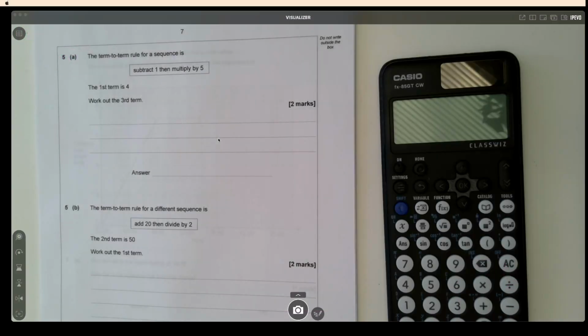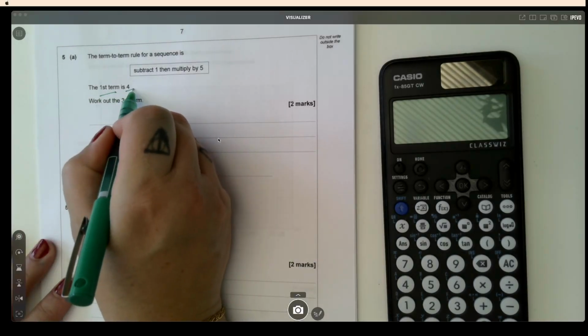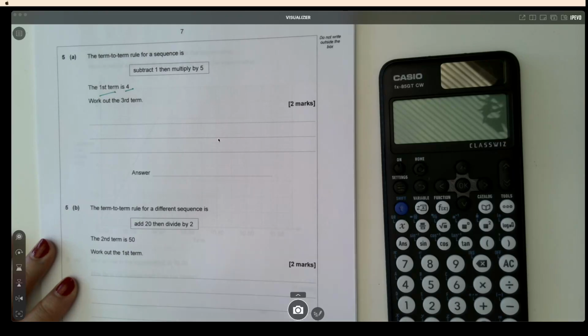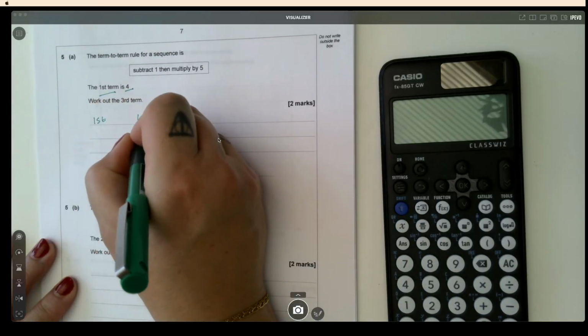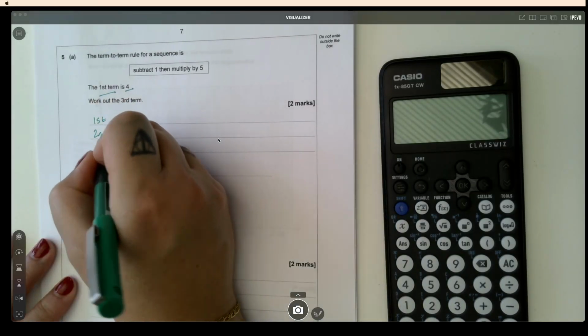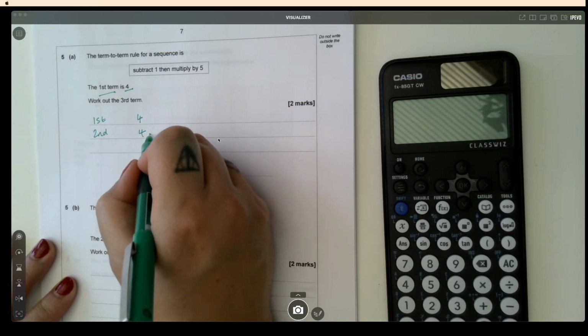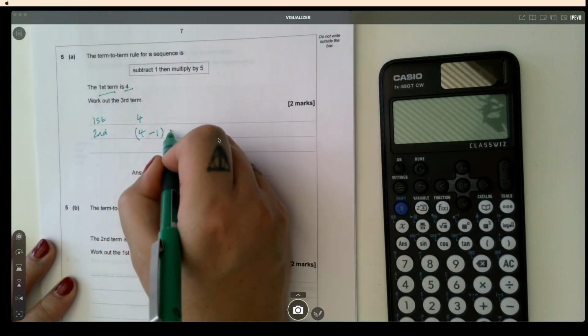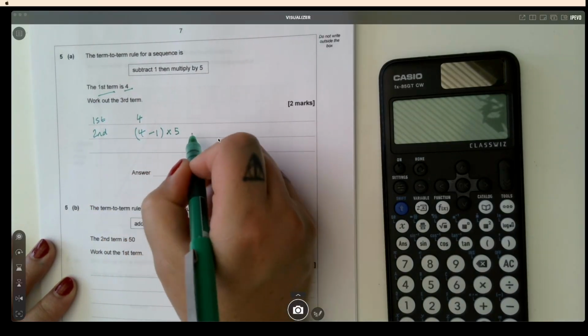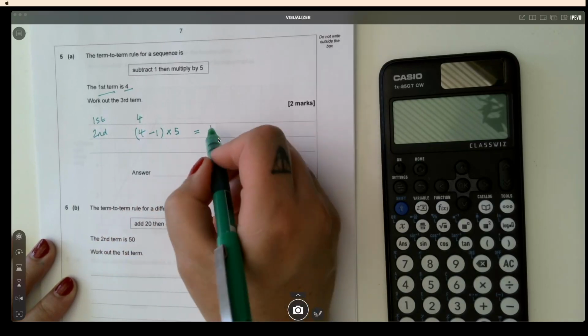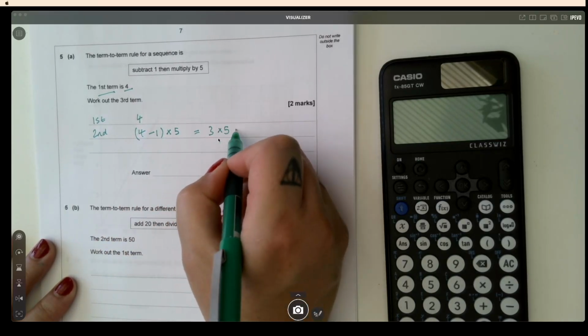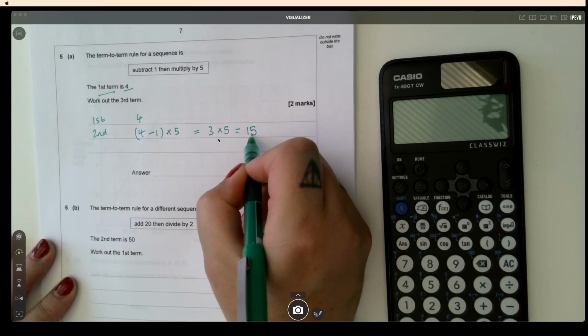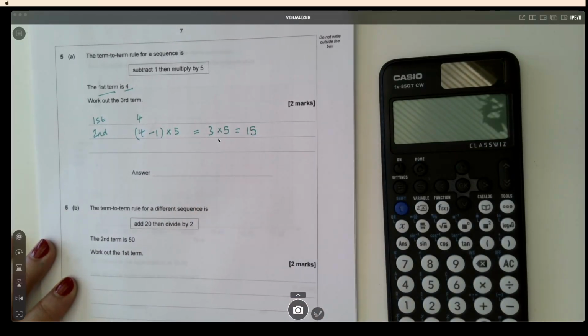5A. The term-to-term rule for a sequence is subtract 1, then multiply by 5. The first term is 4, work out the third term. So the first term is 4, the second term will be 4, subtract 1, and then multiply by 5. So 4 subtract 1 is 3, still need to multiply it by 5, so the second term is 15.